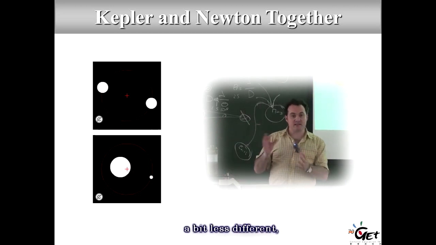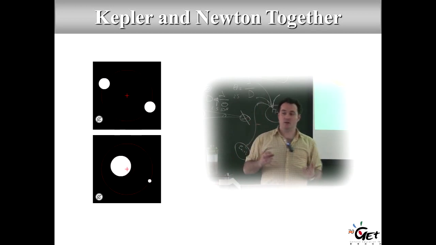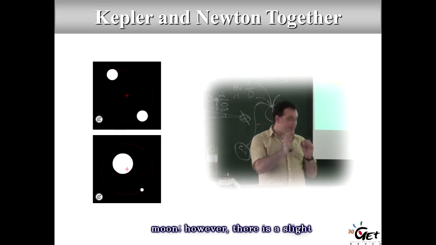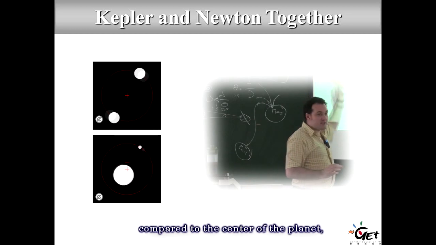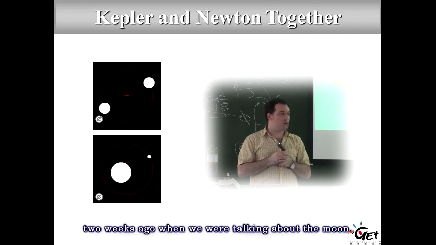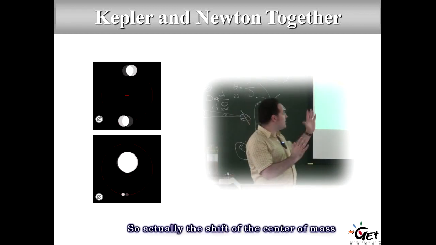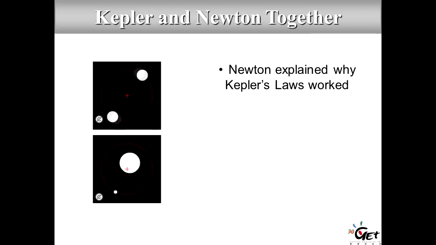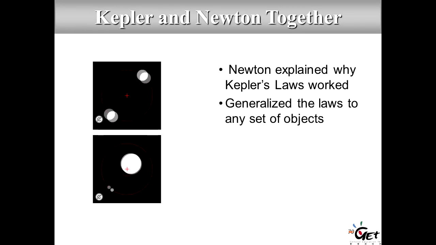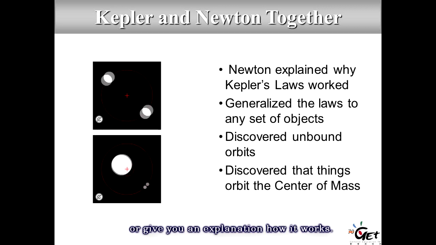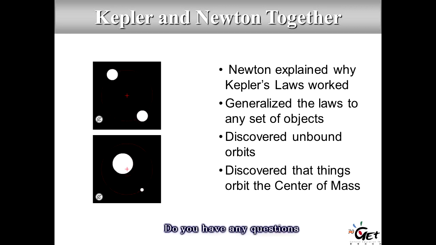But if you take two things that are a bit less different, for instance, the Earth and the Moon, the Earth is far more massive than the Moon. However, there is a slight shift in the center of mass compared to the center of the Earth, which is creating this tides effect that we mentioned 2 weeks ago when we were talking about the Moon. Okay, so actually the slight shift of the center of mass is creating the tides effect. So by playing with that, you can easily redemonstrate Kepler's law. If you're interested, I can show you that later, or give you a sheet of paper explaining how it works. Okay, do you have any questions about Kepler and Newton?